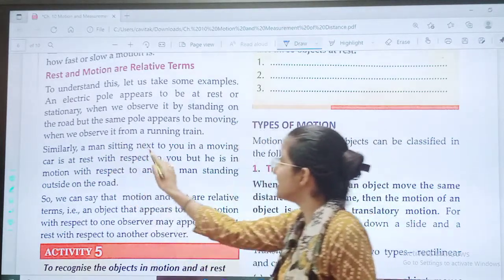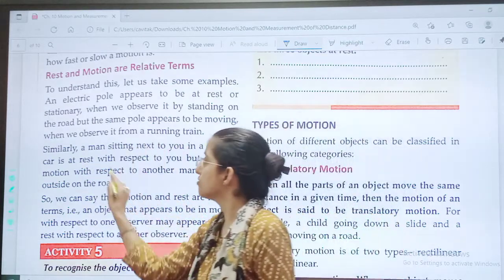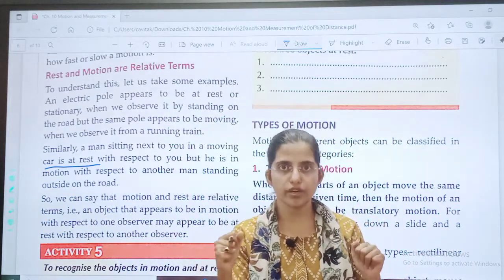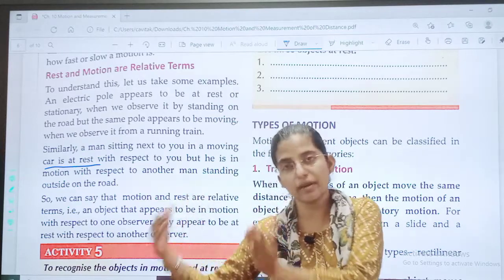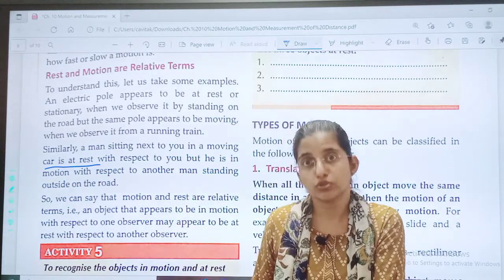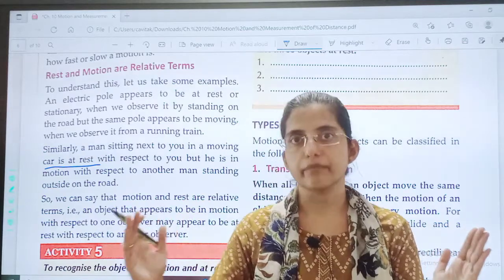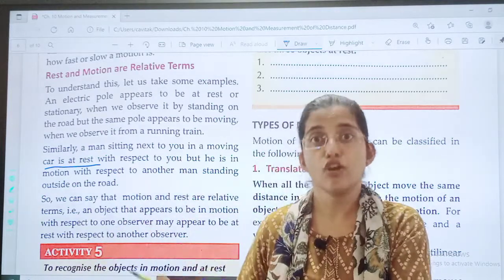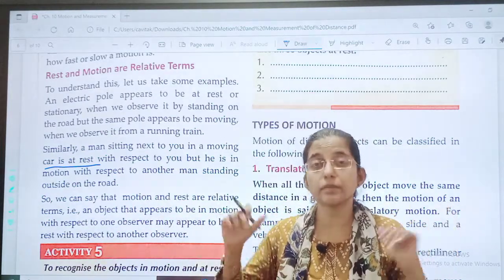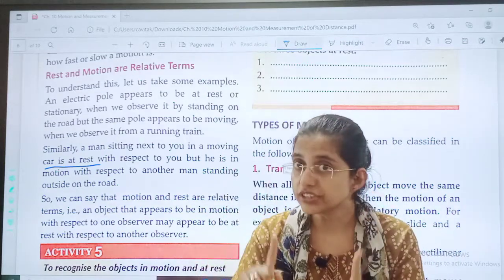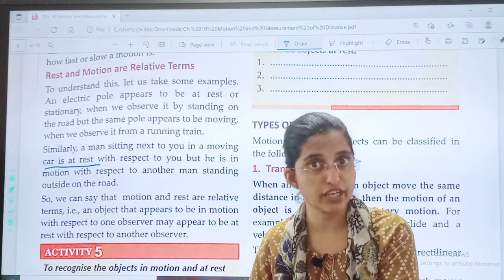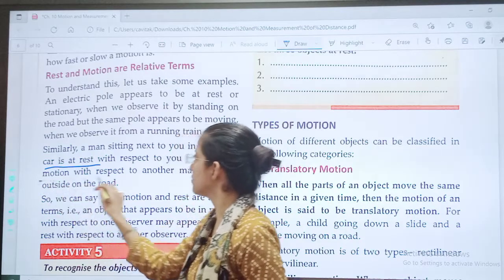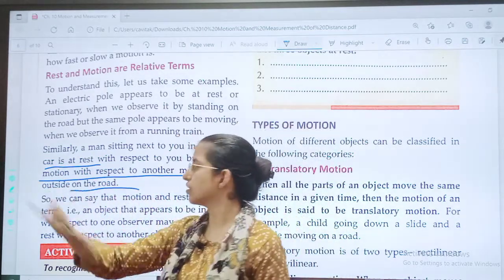Similarly, a man sitting next to you in a moving car is at rest. See, suppose your whole family is going in a car, okay? तो आपकी मम्मी आपके बाजू में बैठी है, your mother is sitting beside you in a car and the car is moving, okay? But आपको क्या लगेगा, मम्मी तो मेरे बाजू में बैठे हैं, she is sitting, she is at rest, वो stationary है ना? Because आप सब कार में बैठ के जा रहे हो, तो उस टाइम पर you will find that your mother is stationary, but she is in motion with respect to another man standing outside on the road.